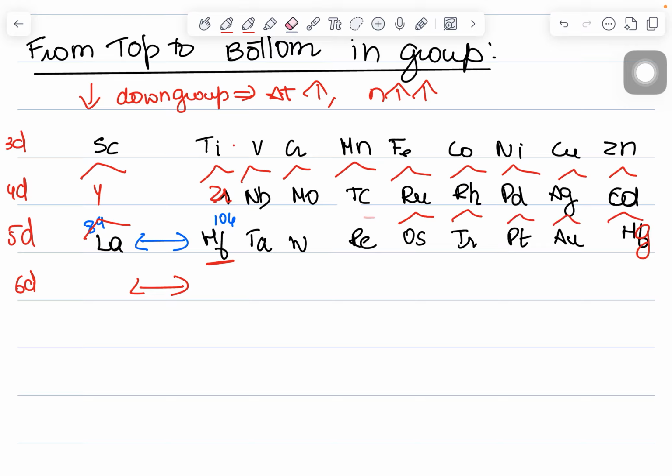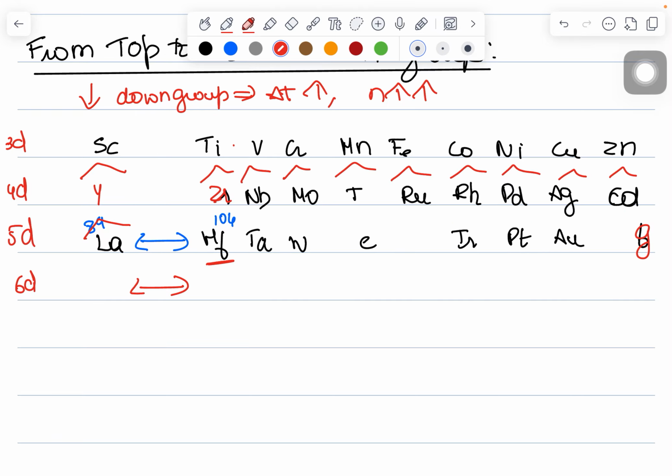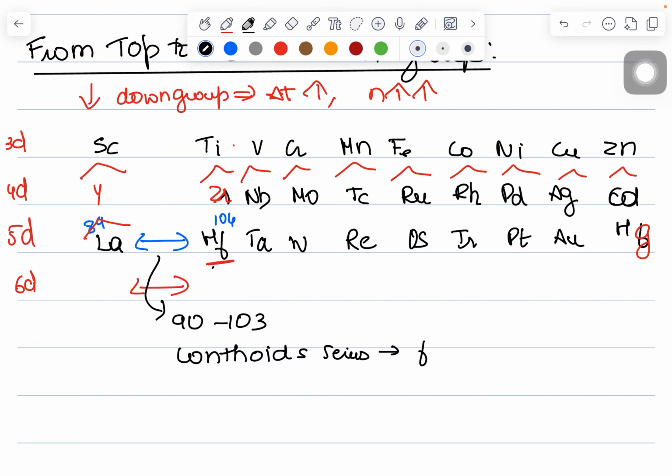And why is this happening? Because we have manganese, technetium, osmium. Okay, now here the trend is from hafnium to mercury, the atomic radius is not increasing down the group. Let's see why. From lanthanum to hafnium we have something called the 4f series. Do you remember that at the start of the video I said that this is made up of the lanthanoid series. They are kept separate. These are F block elements.